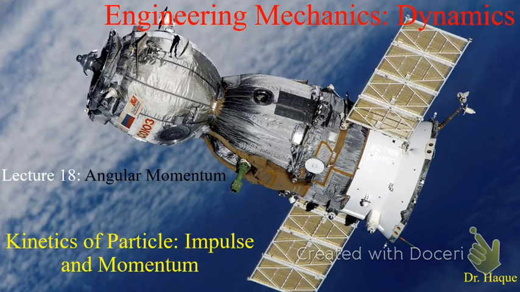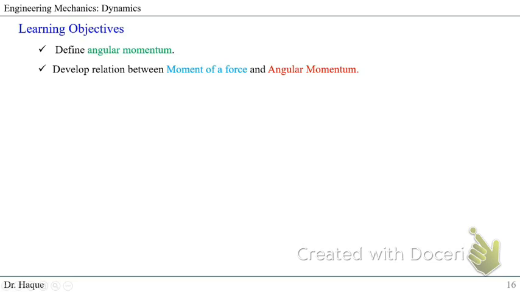When momentum was a scalar, it was the multiplication of mass and velocity. But today we're going to talk about angular momentum, which would be a little bit different than that. So let's see what our learning objective is.